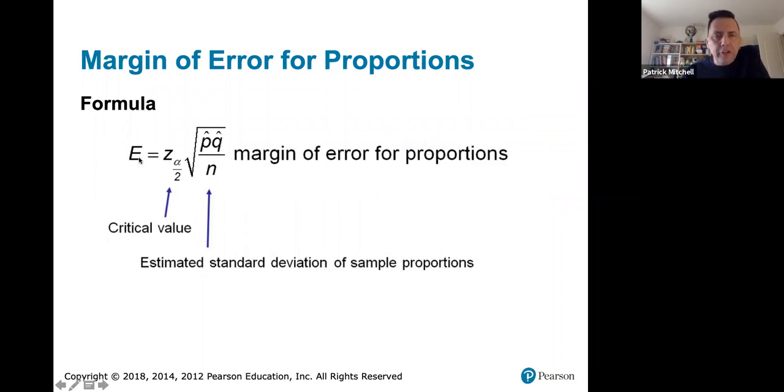Your margin of error is going to be your critical value, which comes from your confidence level, times the estimated standard deviation of sample proportions. And that estimated standard deviation is the square root of p hat times q hat. Q hat would just be 1 minus p hat, divided by n, the square root of all of that. Okay, notice that the divide by n is also under the square root. So we'll have to be careful when we put that in the calculator.